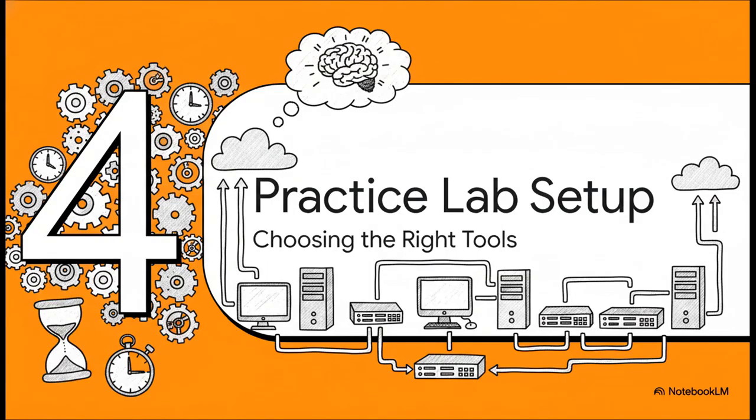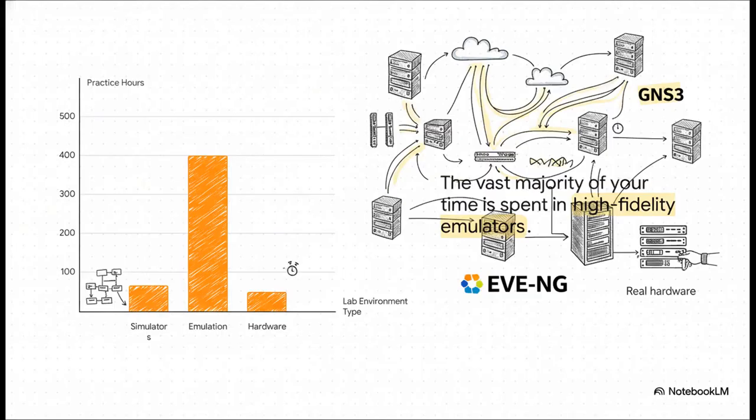Okay, one last piece of the puzzle, and it's a critical one. Where are you going to spend these 500 hours? Because the tools you use for your lab will have a huge impact on how effective your practice actually is. This chart pretty much tells the whole story. Sure, you can use basic simulators for maybe your first 50 hours just to learn commands. But look at that huge bar in the middle. The vast majority of your time, a whopping 400 hours, needs to be in a high-fidelity emulator. Think EVE-NG or GNS3. Real hardware? Yeah, it's great, but save it for the very end, for those final mock exams.